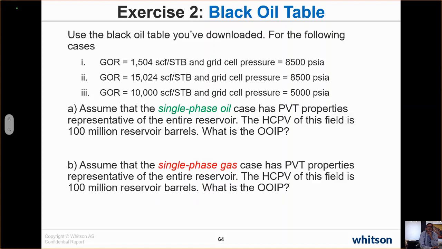And the follow-up question to that is we have a single phase gas case, which was the case number 2 that we just went through, and that has PVT properties representative of an entire reservoir. Again, the hydrocarbon pore volume of this field is 100 million reservoir barrels. What is the oil in place?